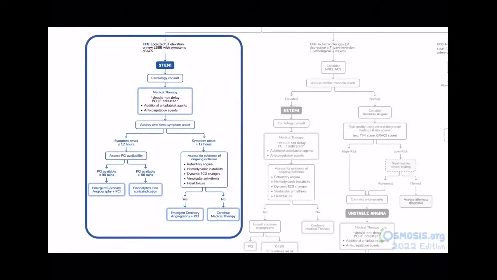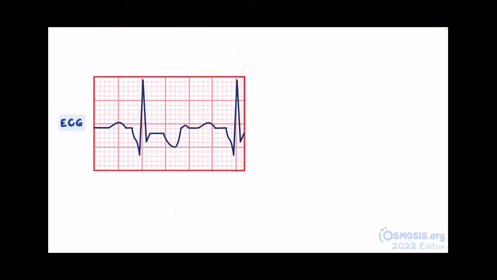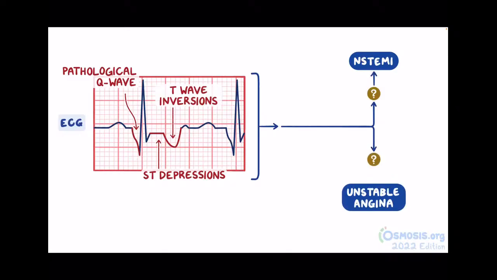Okay, now let's look at non-ST elevation acute coronary syndrome, or NSTE-ACS. On ECG, there is no ST elevation, and the initial ECG shows ST segment depressions, T-wave inversions, or pathological Q waves. This could be either NSTEMI or unstable angina. So the next step to differentiate these two is to measure troponin levels. In NSTEMI, there's an elevation in troponin that indicates myocardial infarction. In unstable angina, the ischemia is not severe enough to cause myocardial infarction, so there's no release of troponin.